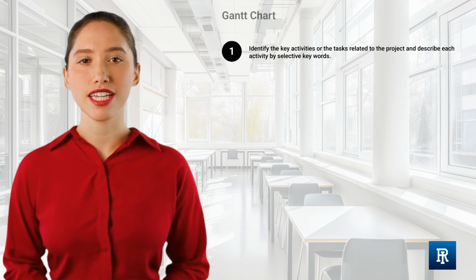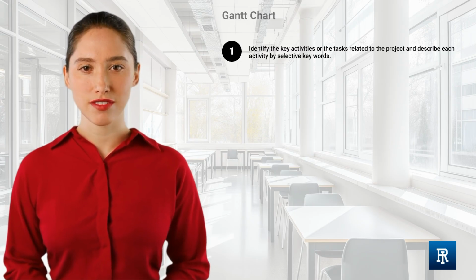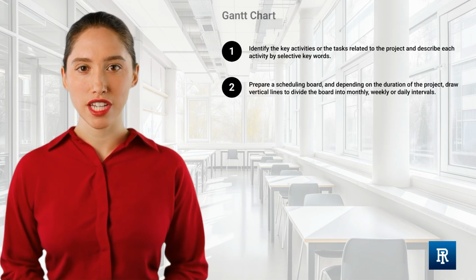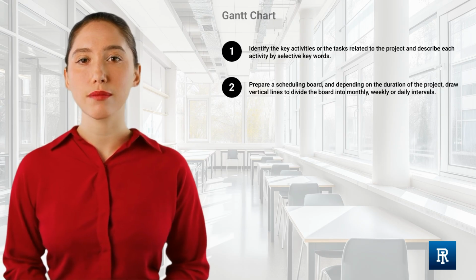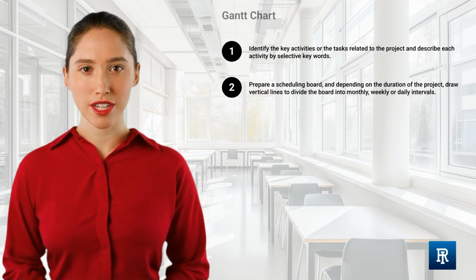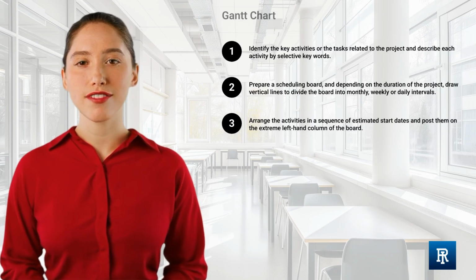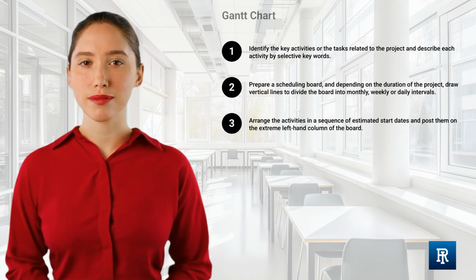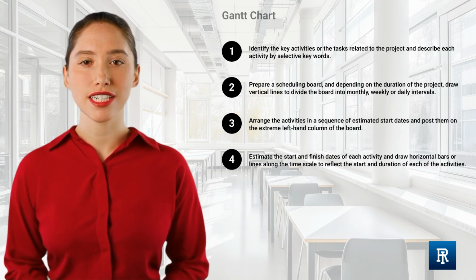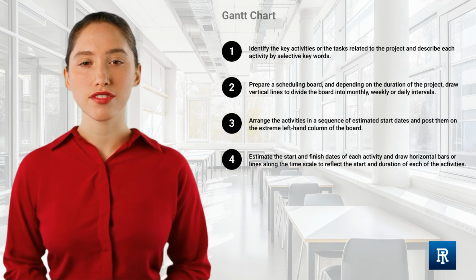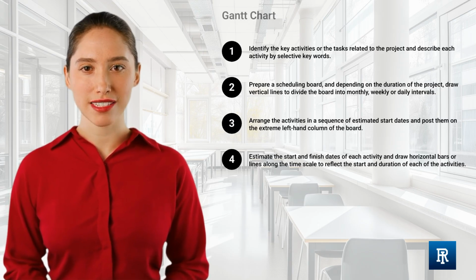Identify the key activities or the tasks related to the project and describe each activity by selective keywords. Prepare a scheduling board, and depending on the duration of the project, draw vertical lines to divide the board into monthly, weekly, or daily intervals. Arrange the activities in a sequence of estimated start dates and post them on the extreme left-hand column of the board. Estimate the start and finish dates of each activity and draw horizontal bars or lines along the timescale to reflect the start and duration of each of the activities.